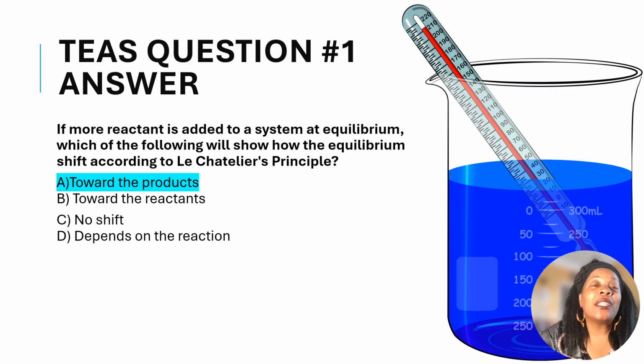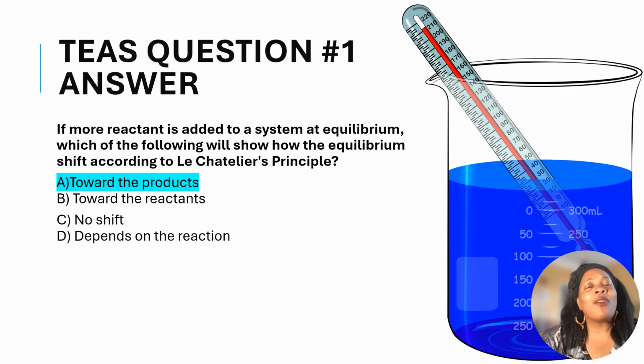Remember, according to Le Chatelier's principle, when a system at equilibrium is disturbed, the system will adjust itself to counteract the disturbance and restore a new equilibrium. If more reactant is added to the system, it creates an imbalance. The system will try to counteract an increase in reactant concentrations by shifting the equilibrium towards the products to use up the added reactants and produce more products. So this is how the system reduces the stress caused by the increased reactants.